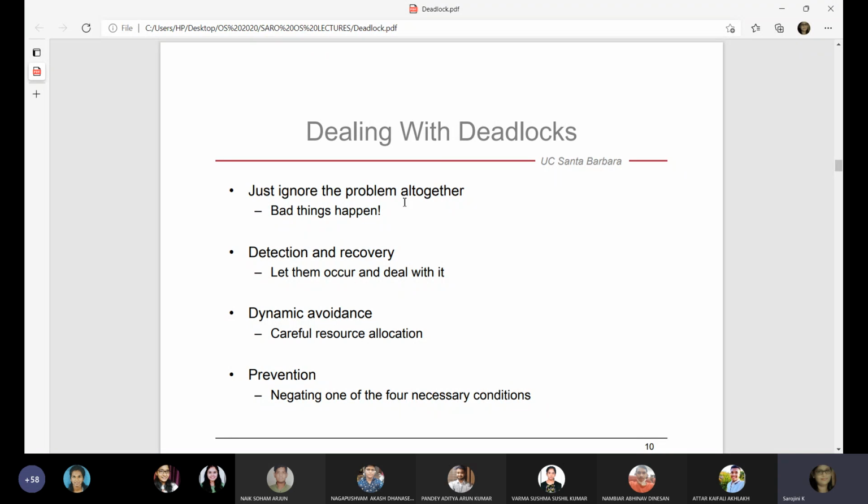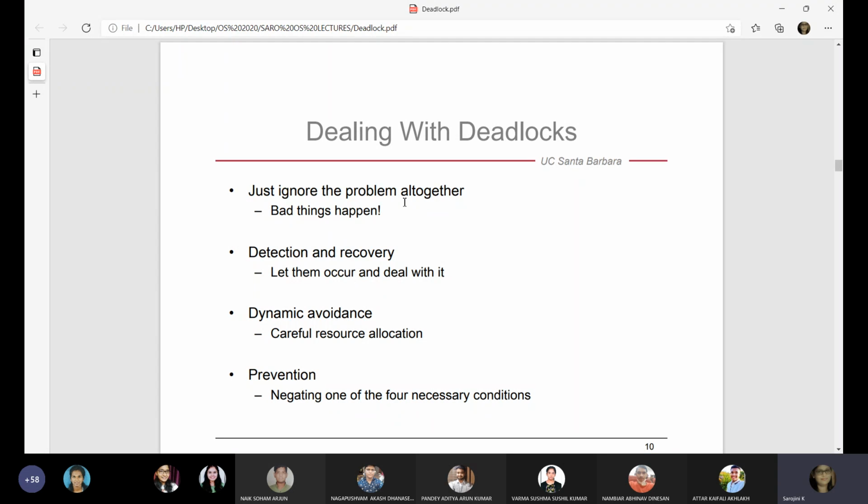That means the system will not have any algorithm to detect, recover or prevent, nothing. Let it come. So if it comes, what will happen? The system will hang. You have to restart it. If you restart, all these allocations and all these processes will be released. It has to start from the first. So that is one way. Bad things happen, let it happen.